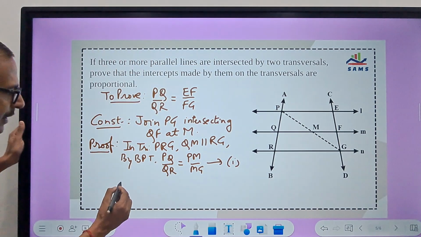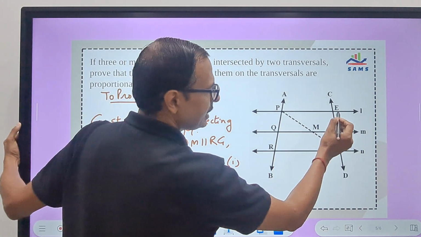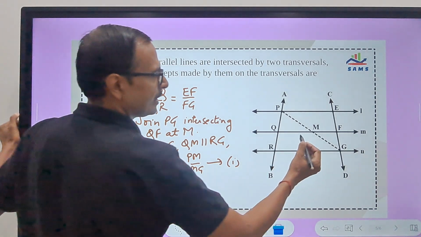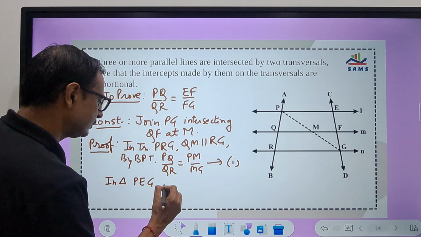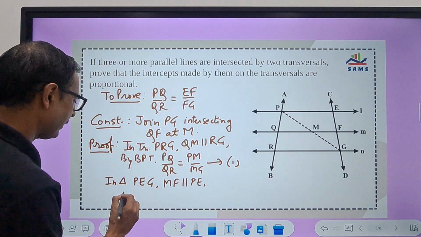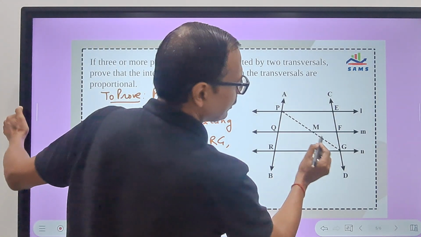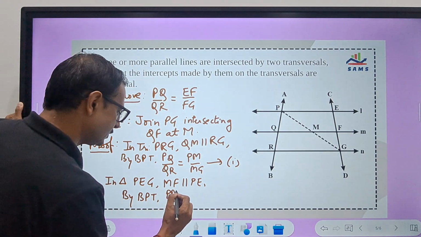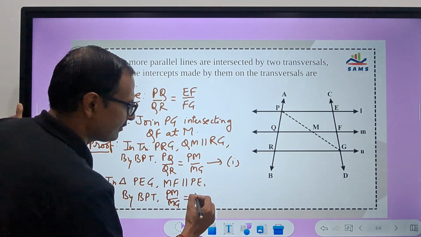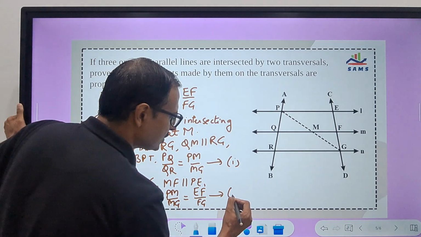Likewise, let's change the triangle now. In triangle PEG, which are the parallel lines? MF is parallel to PE. And therefore by BPT again, I will have one more result. PM upon MG is equal to EF upon FG. And this becomes the second equation.